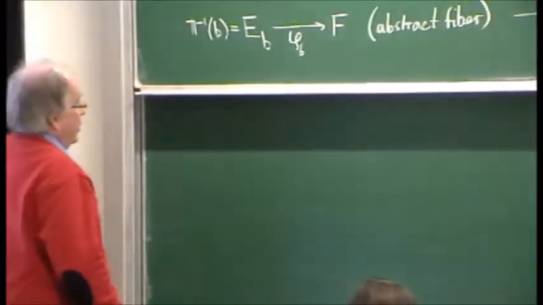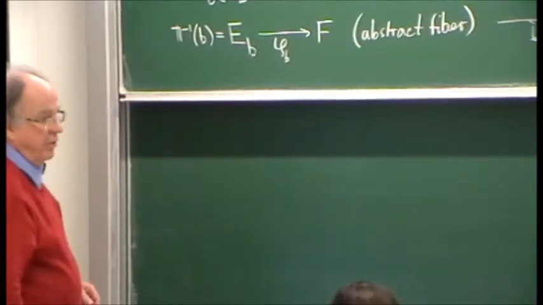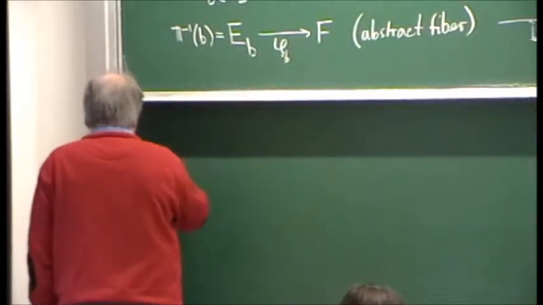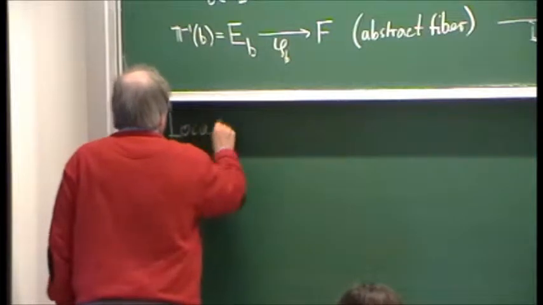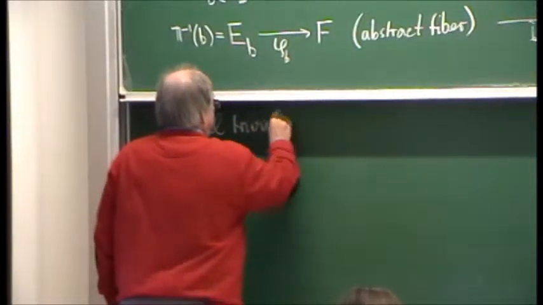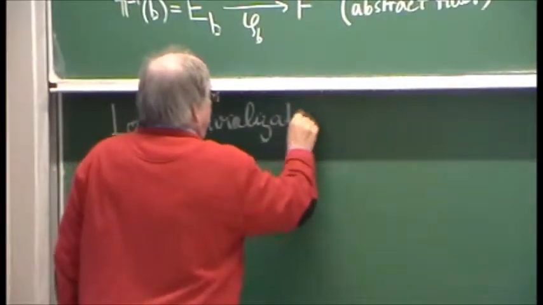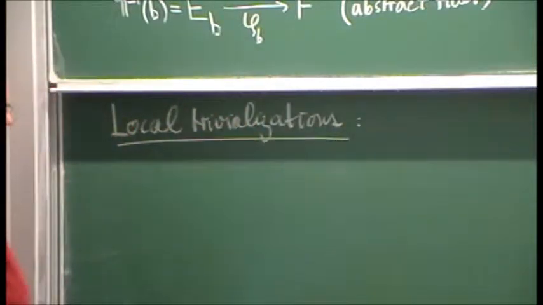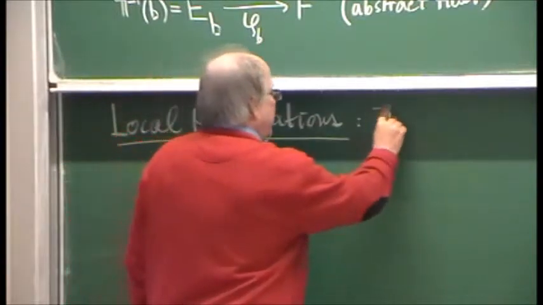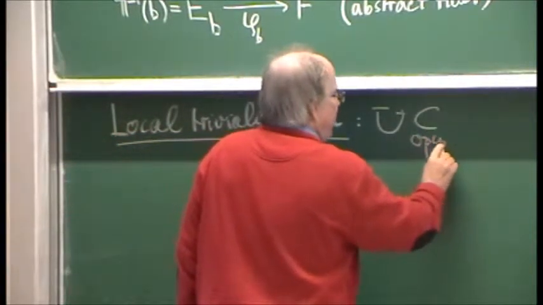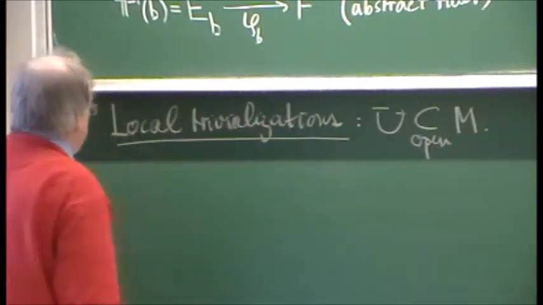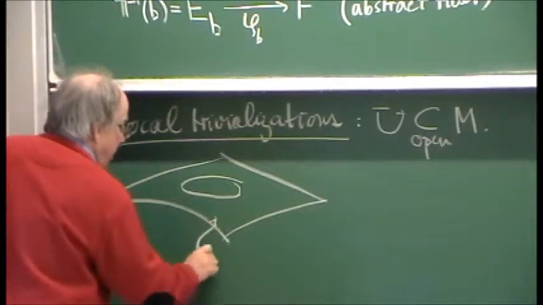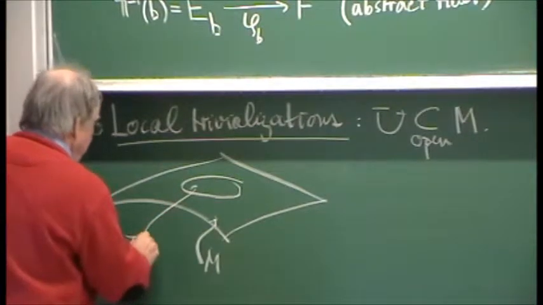Now, so far as you see, there is no geometry here because there's no topology, there's nothing, there's no differentiable structure. So let's be very careful about this. We need local trivializations. And a local trivialization is this. So you have an open set, which you think of any way you want, but I'm thinking of it locally, so it is somehow small, maybe a coordinate chart, maybe not. So here's M, and here's, say, some open set in here, U.